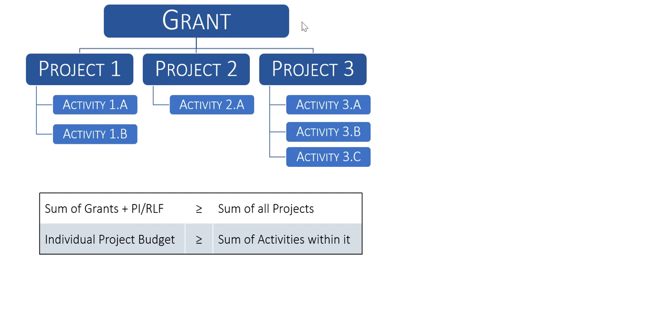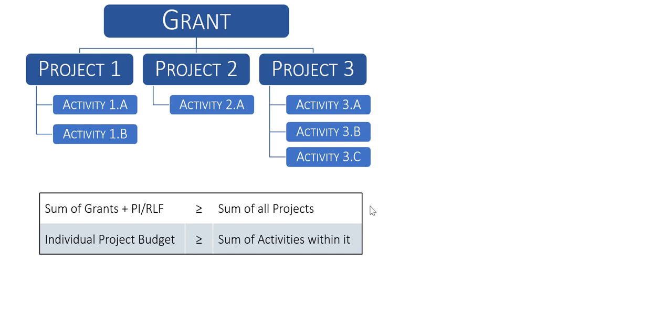The grant award plus estimated program income and any revolving loan funds constitutes the grant level budget, or all funds available to budget across the action plan. The next level is projects. Projects are categories of activities or responsible organizations. The sum of all project budgets must be equal to or less than the sum of all funds available at the grant level.